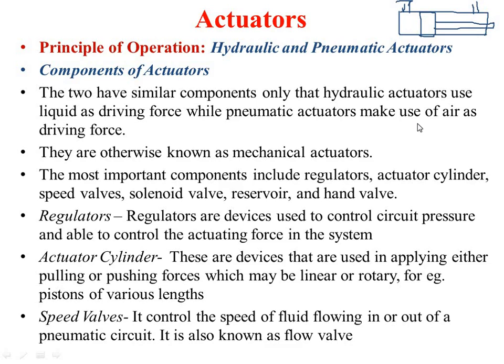Then the speed valve will be there. It controls the speed of the fluid flowing in and out of the pneumatic valve, so it is also known as a flow valve. You can control the speed of the flow of that fluid by the end of this pipe. The speed valve will be at this end, so the flow controls will be there.